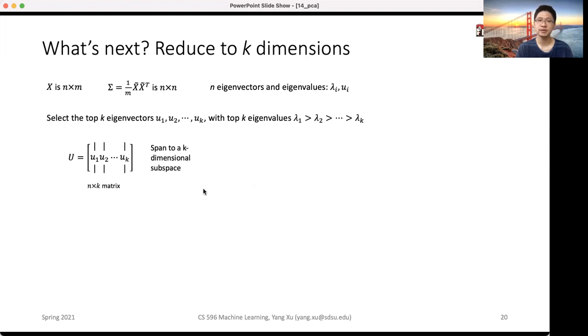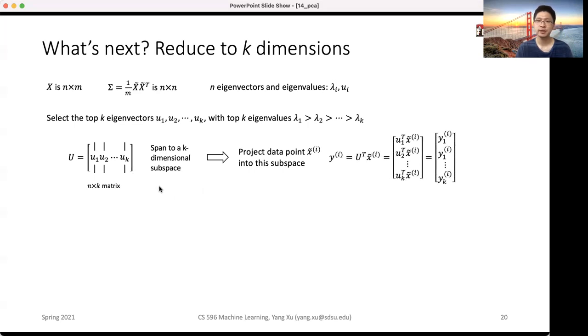And then we can use that matrix to create a k-dimensional subspace. That is also the meaning of this matrix U: it is the basis for a k-dimensional subspace. We can use that U to project our data points into this subspace. For example, given any data point xi, which is n dimensional, we can use U transpose times xi to project this n-dimensional data into k-dimensional data. So this projected k-dimensional data will just be the lower dimensional representation of the original one, right?